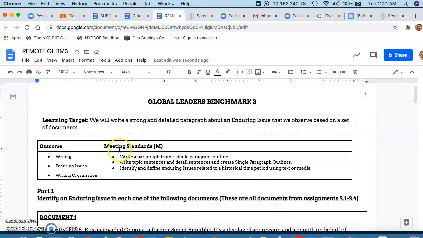All right, and this is what it looks like to meet standards. So you're going to write a paragraph from a single paragraph outline. You're going to write topic sentences and detailed sentences and create a single paragraph outline. And you're going to identify and define enduring issues related to a historical time period using text or video.